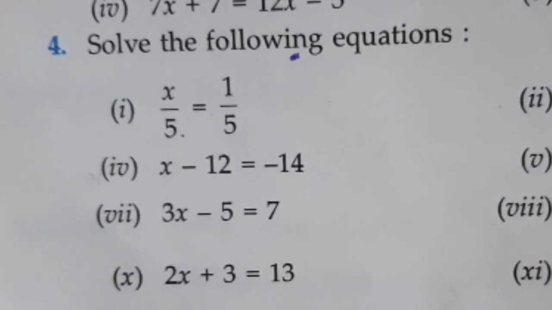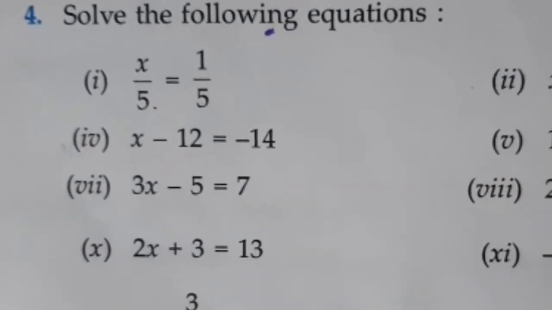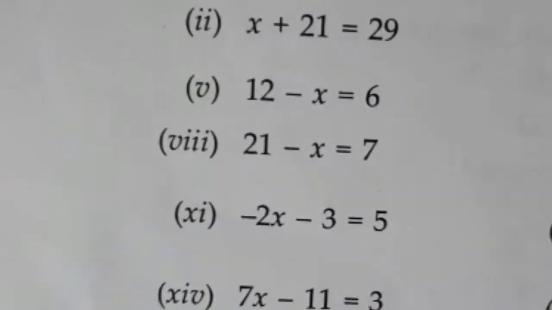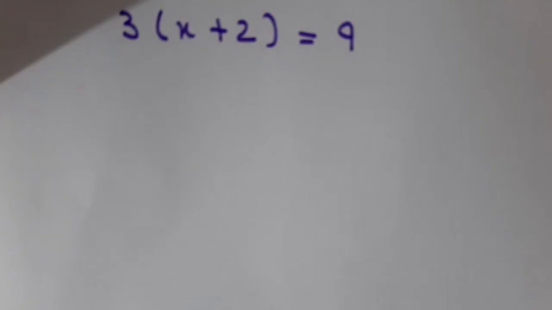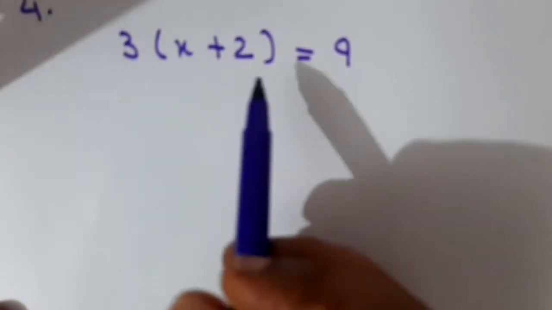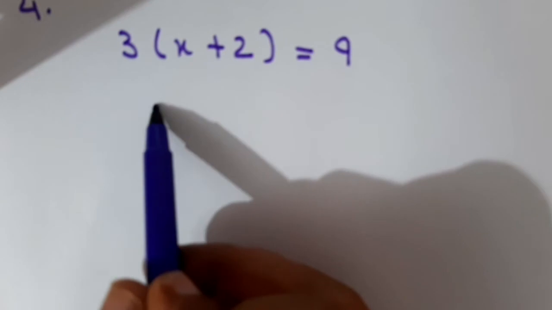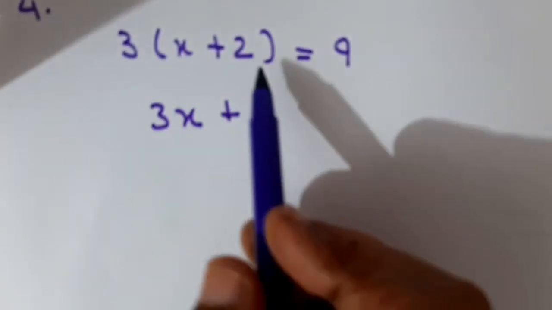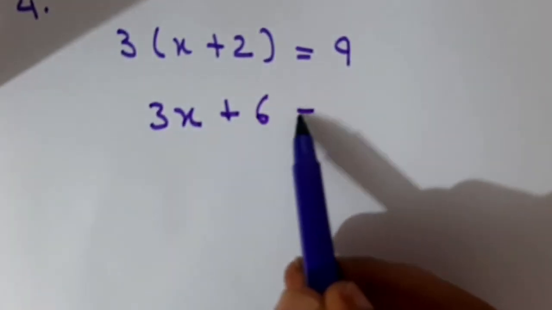Now I'll just do one more part. I will do the last part, that is the 15th part, which is 3 bracket x plus 2 is equal to 9. First of all, I'll solve this bracket. So 3 into x, 3x. Then I'll multiply this 3 with 2. 3 2s are 6 is equal to 9.